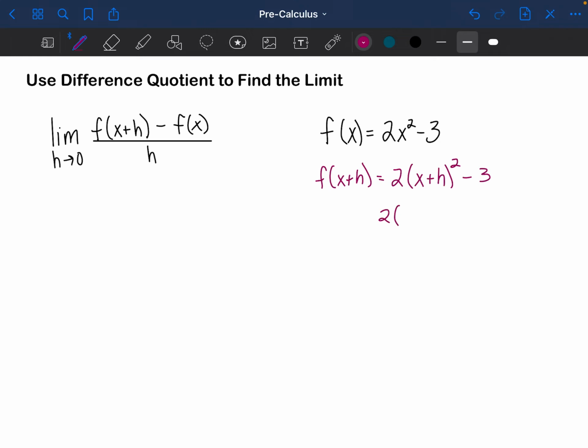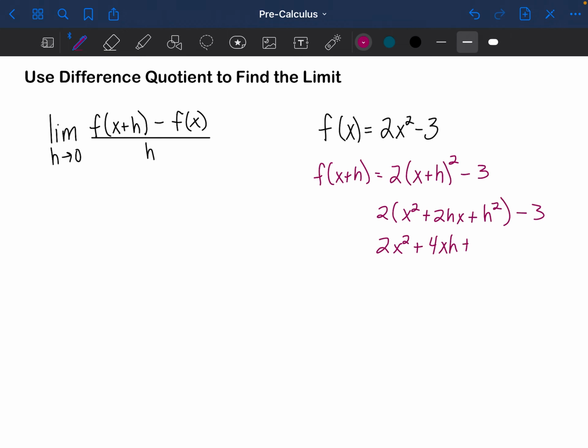So 2 and then x squared plus 2hx plus h squared minus 3. Then distributing that 2, we got 2x squared plus 4xh. I'm switching it, this looks better. Plus 2h squared minus 3.